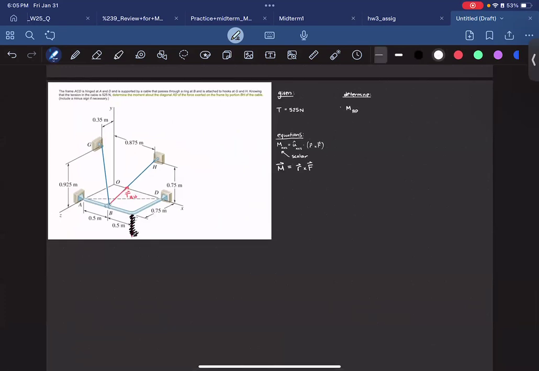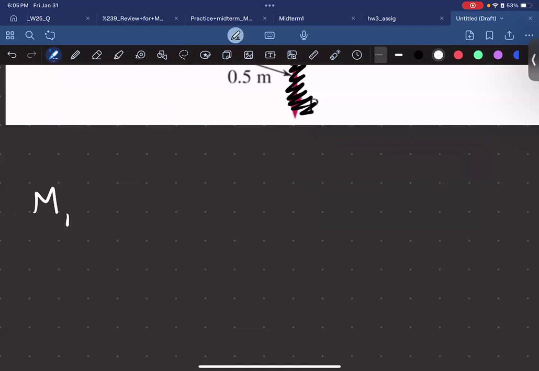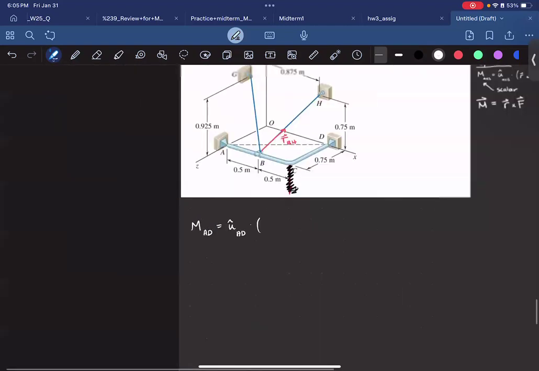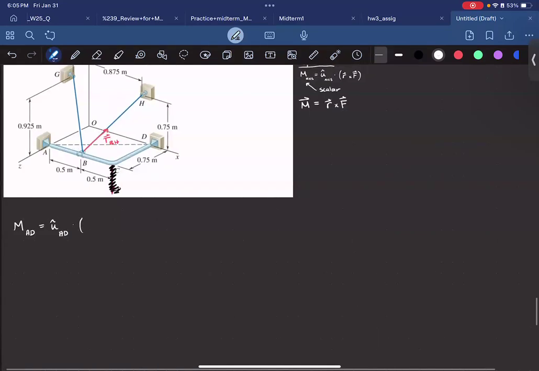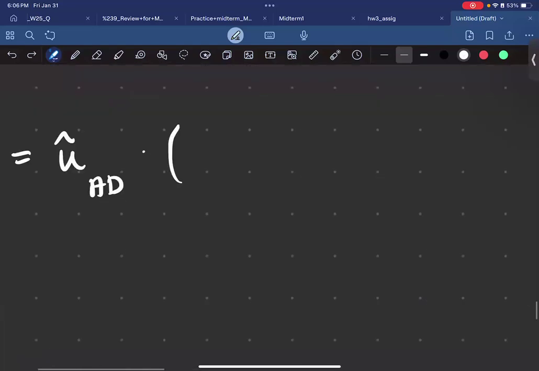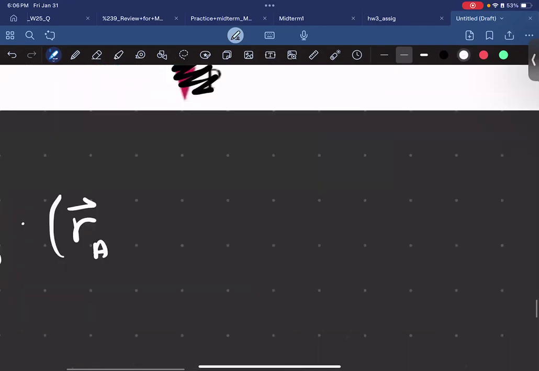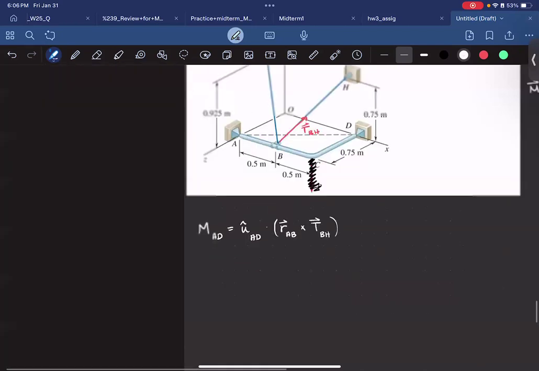All right, so let's go and solve the problem. We know, as we said before, MAD, so that's MAD written out, is equal to the unit vector pointing from A to D dotted with, and then it's important to note that we can choose any point along AD and we'll get the same moment value, but for ease of the problem, I recommend choosing point A or point D. So UAD, and then we want the direction vector pointing from A to B, crossed with TBH. All right, so that's the equation that we're going to be using for this problem.